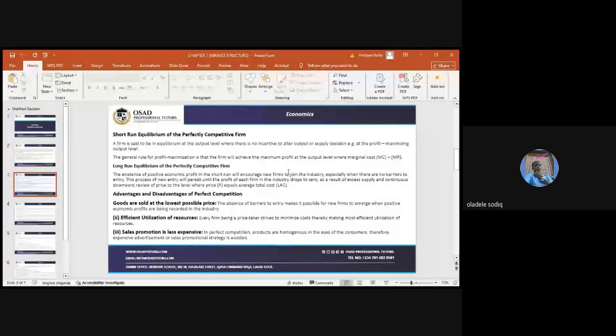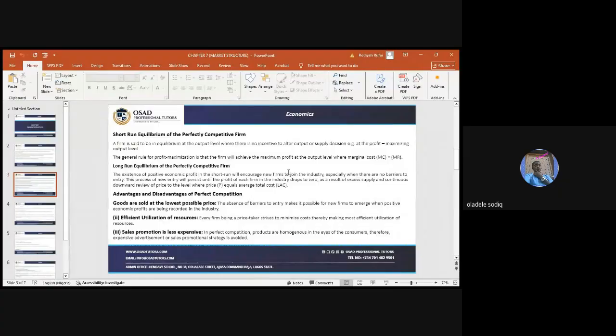So if one person does not have, they can easily get from another person. So that's why we call it free entry. They have surplus sales, surplus supply. So they have access to the product and the product is very cheap. So that is one of the advantages of perfect competition. Then there is efficient utilization of what?